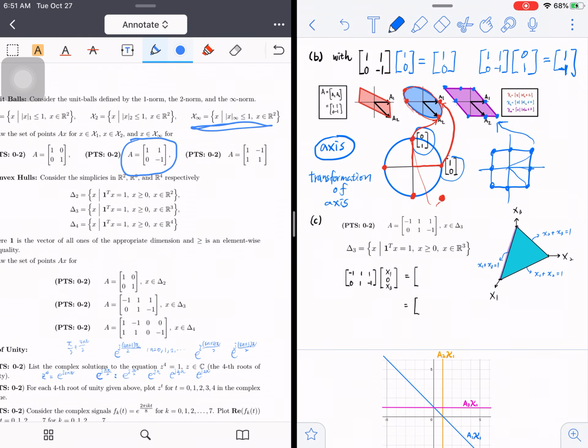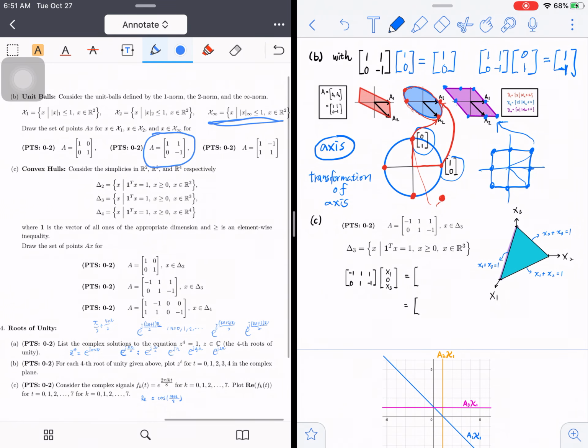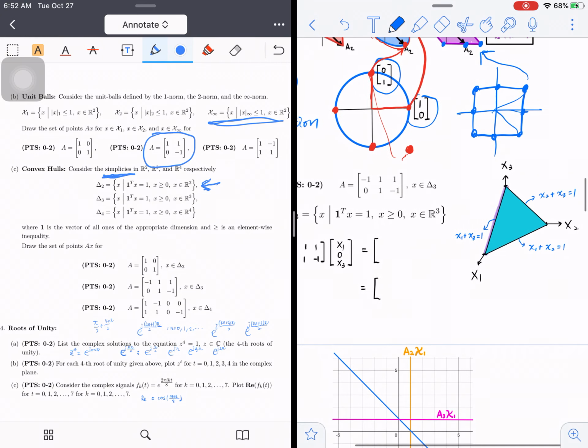Now, let us move on to problem C. So problem C is convex hull. Okay, so this is the difficult part for this problem. Now, convex hull, you have to understand what is a convex hull. And it says consider the simplex. So you have to study what is a simplex, study the information given here. So what is a simplex? A simplex is a convex hull. So you can see this description.